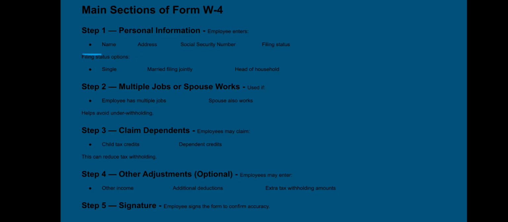Step 4, other adjustments. That is optional. Employees may enter other income, additional deductions, or extra tax withholding amounts. If they want to withhold extra tax from their salary, they can check that box. And the last step is signature. Employee signs the form to confirm accuracy and submits it to the employer.